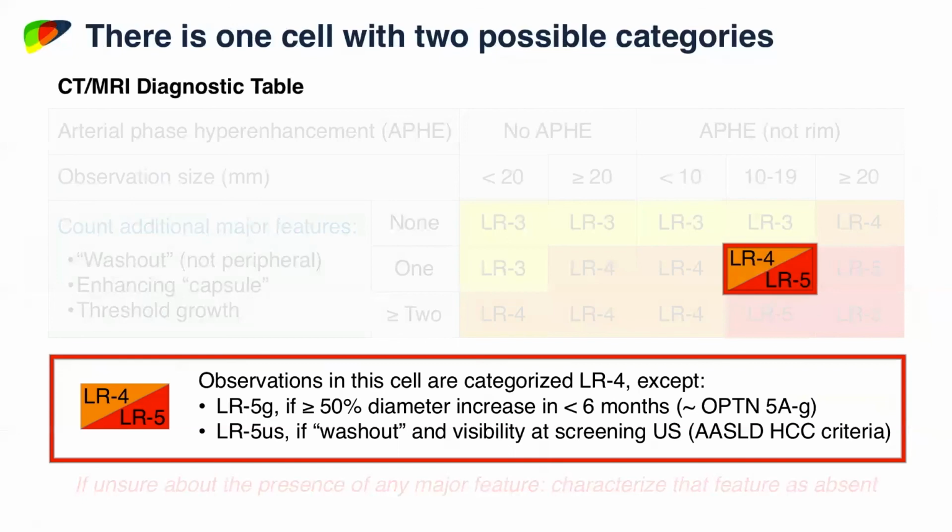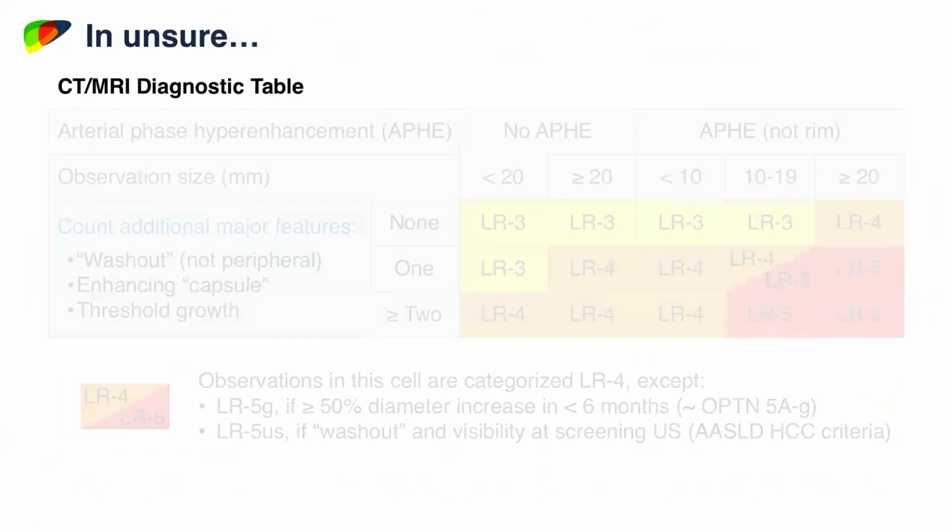LI-RADS 5US. Now, this cell is kind of complicated, and we're in negotiations right now with AASLD to see if we can simplify this cell for the purposes of congruency. So this cell is probably going to change its definition in the next couple of months. I don't want to spend too much time on it, because in a few months it's going to be simpler, easier, and better. But that's what the cell looks like right now.